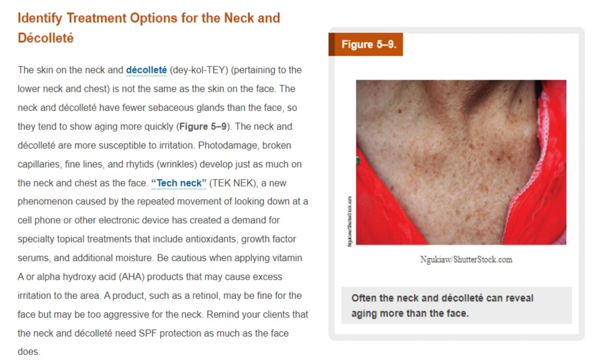Tech neck, a new phenomenon caused by the repeated movement of looking down at a cell phone or other electronic device, has created a demand for specialty topical treatments that include antioxidants, growth factor serums, and additional moisture. Be cautious when applying vitamin A or alpha hydroxy acid, AHA, products that may cause excess irritation to the area. A product, such as a retinol, may be fine for the face but may be too aggressive for the neck. Remind your clients that the neck and décolleté need SPF protection as much as the face does. Figure 5.9. Often the neck and décolleté can reveal aging more than the face.